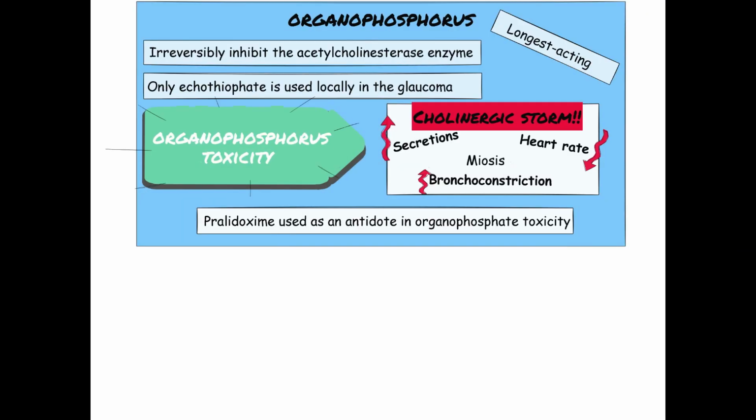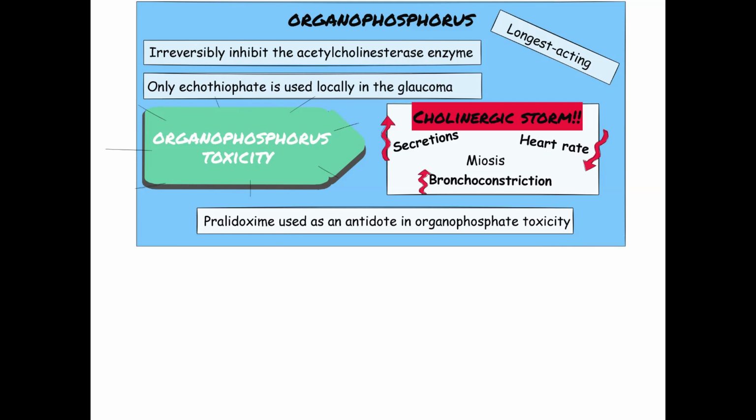They irreversibly inhibit the acetylcholinesterase enzyme by phosphorylating the serine region. They are generally war gases such as sarin and tabun and organophosphates such as echothiophate and isoflurophate. They are the longest-acting anticholinesterase inhibitors. In medicine, only echothiophate is used locally in the treatment of glaucoma.